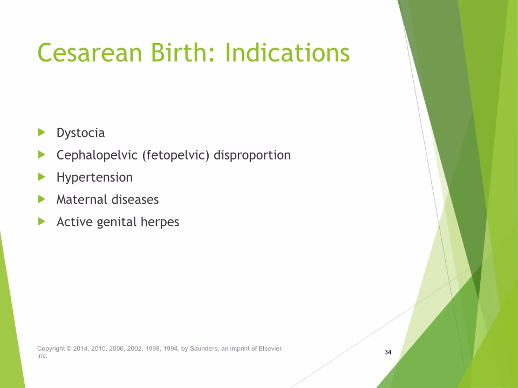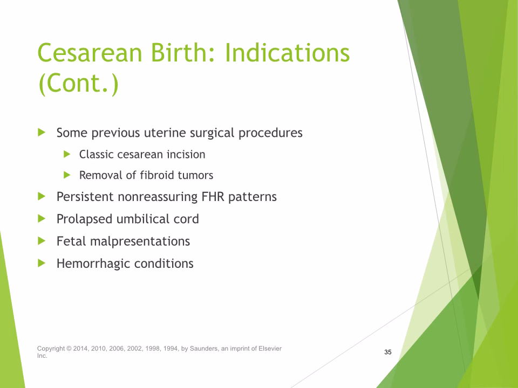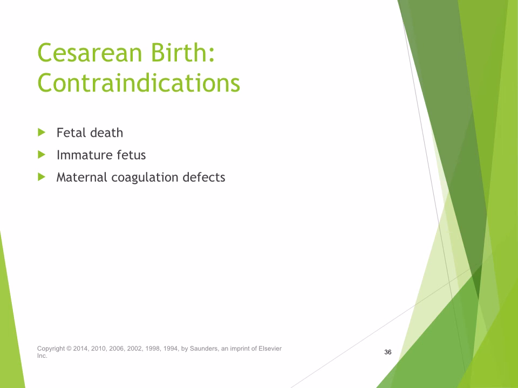Cesarean birth indications include dystocia, fetal pelvic disproportion, where the baby's just not coming down into the pelvis well enough, hypertension, other maternal diseases, and active cases of genital herpes. Indications also include previous uterine surgical procedures, persistent non-reassuring fetal distress, prolapsed umbilical cord, as we had discussed, which is one of the obstetrical emergencies, malpresentation of the fetus, such as a breech or transverse presentation, and other hemorrhagic conditions in mom.